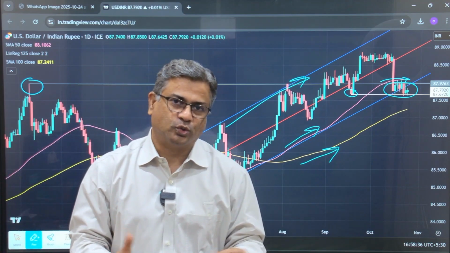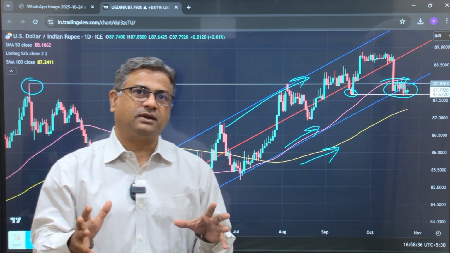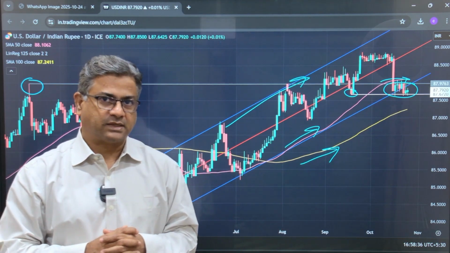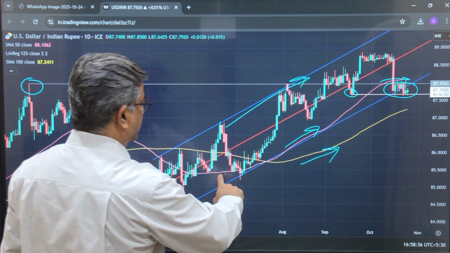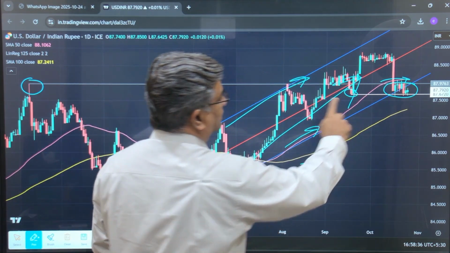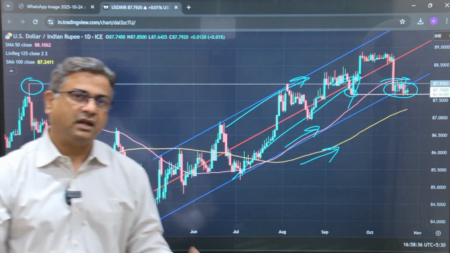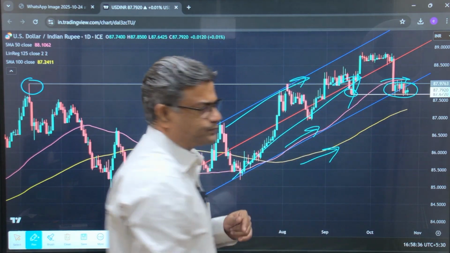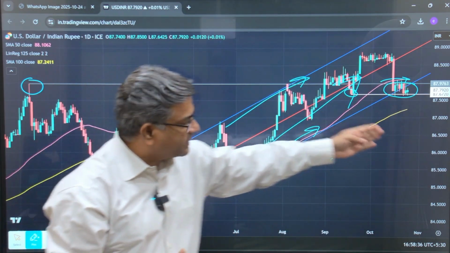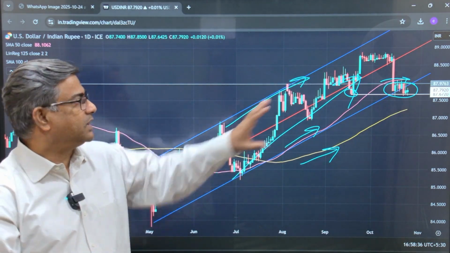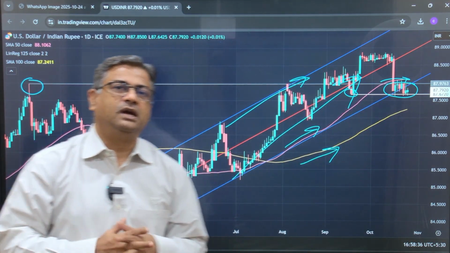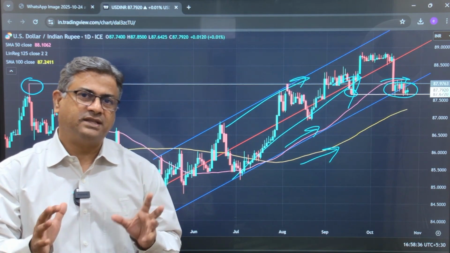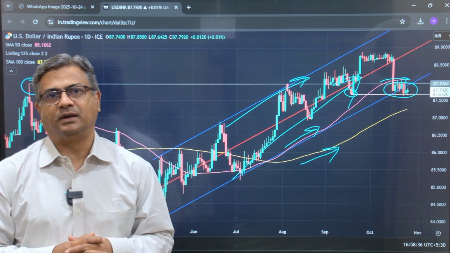So what should you do? Importers should look to hedge some portion of their exposures. Remember, when the prices have been going higher like this continuously, the importer rarely got a chance to hedge. But now the prices have come down. It has not come down to a very low level, but it has come down to some kind of a short term support region. So dollar importers should look to hedge some portion of their payables.